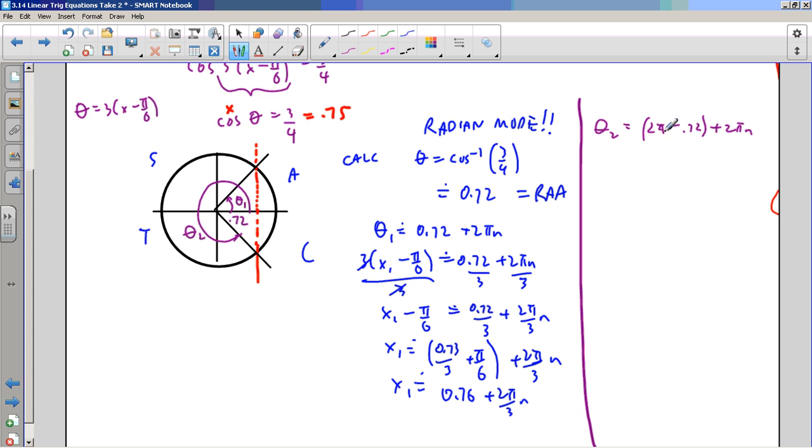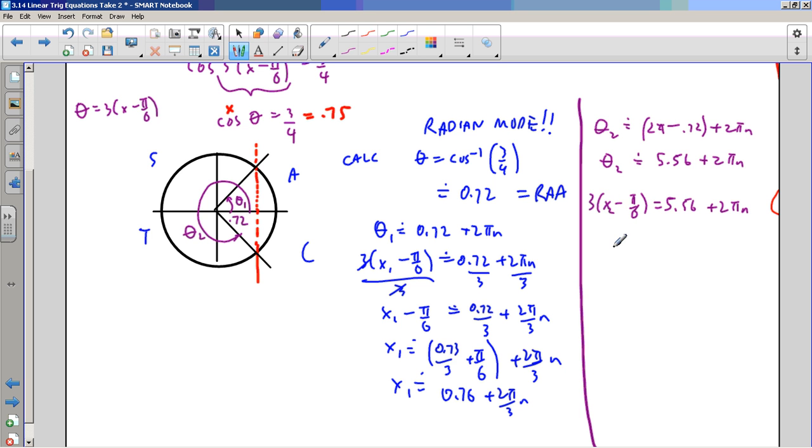Calculator, just jam that into a calculator. Actually hit your pi button. 2 pi, subtract 0.72, and you get 5.56, about. All this is about approximate answers. And there's my answers in terms of theta, but when I substitute back in and solve the question I was asked to solve for x2, I'm going to get something that looks like this.